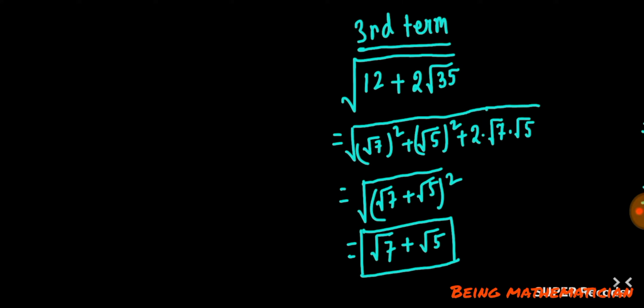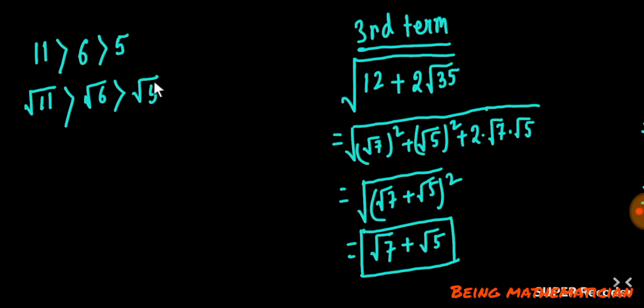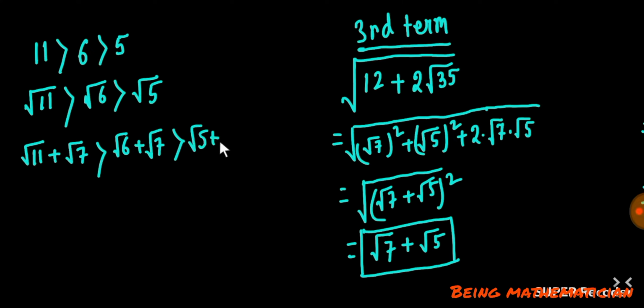Now we can write 11 is greater than 6 is greater than 5. So square root of 11 is greater than square root of 6 is greater than square root of 5. Adding root 7 to each term, we get root 11 plus root 7 is greater than root 6 plus root 7 is greater than root 5 plus root 7. So clearly it is observed that this is our second term, this is the first term, and this is the third term.